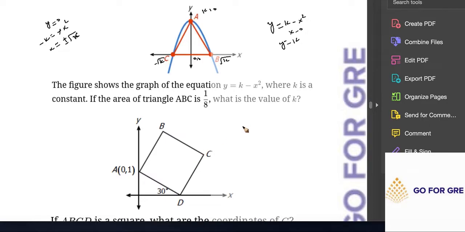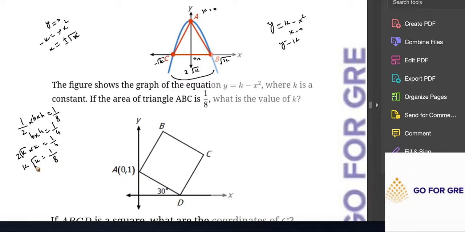Now we have to find the area of the triangle. This is the crux only: this distance is 2 under root k. So 1 over 2 multiply base multiply height is equal to 1 over 8. So base multiply height is equal to 1 over 4. So we have to find the value of k. So 2 under root k multiply with k is equal to 1 over 4. So k into under root k is equal to 1 over 8.